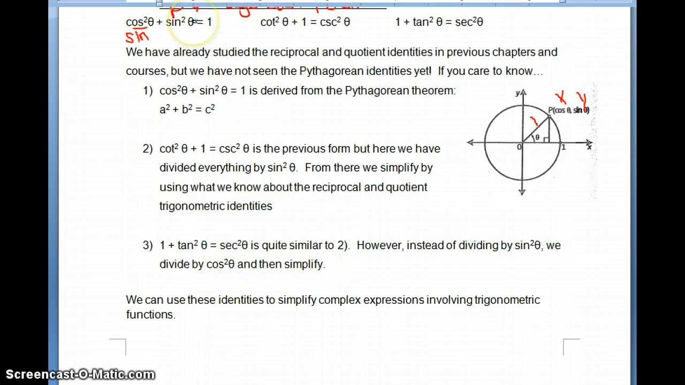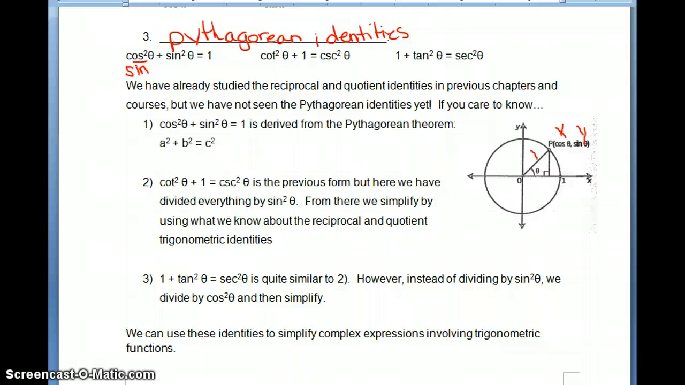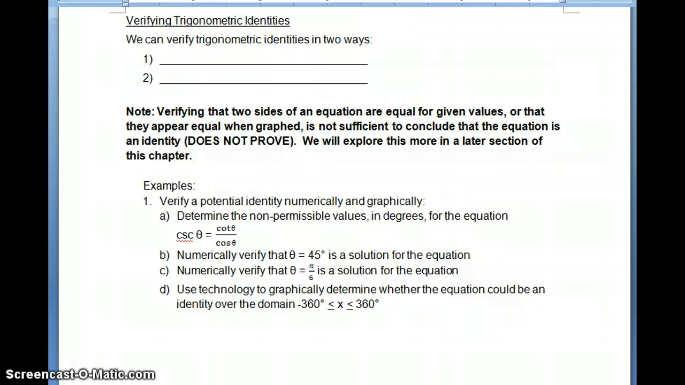So if you're wondering what we can do with these identities, we can basically use these to simplify complex expressions that involve these trigonometric functions. We'll see these in later examples of this section, but for now we'll just move on to our next page, which is verifying trigonometric identities. So we'll flip the page there.